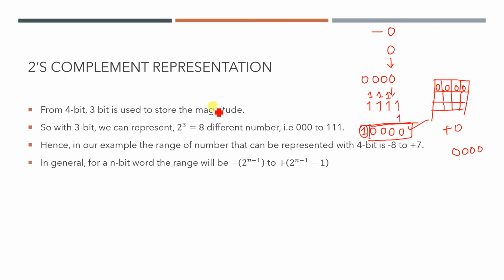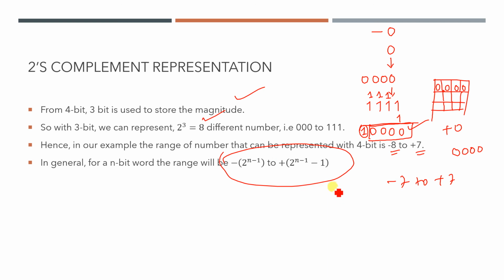So let us summarize the entire thing. For 4-bit, 3 bits are used to store the magnitude. For all the cases, that is similar. In 3 bits, you can represent 8 different values from 0 0 0 to 1 1 1, obviously. Hence in our example, the range of the number will be minus 8 to plus 7. Compared with the other two, that was minus 7 to plus 7, but if you see this one, this will be minus 8 to plus 7. So in general the formula will be this one.